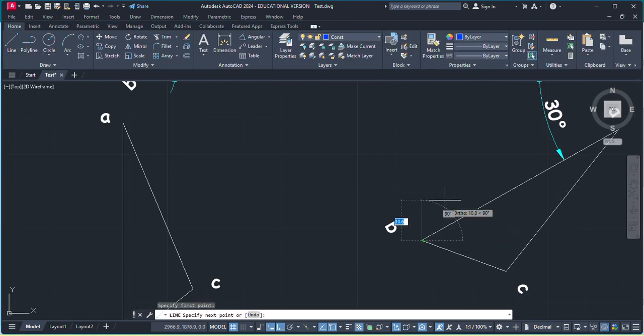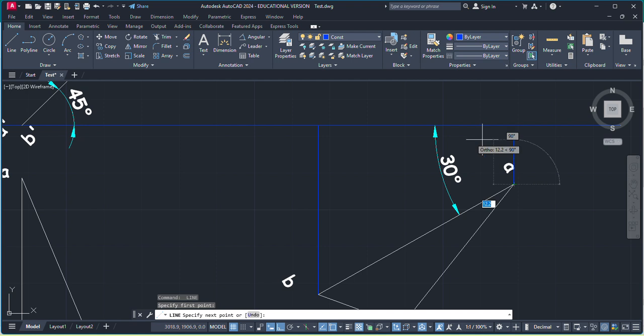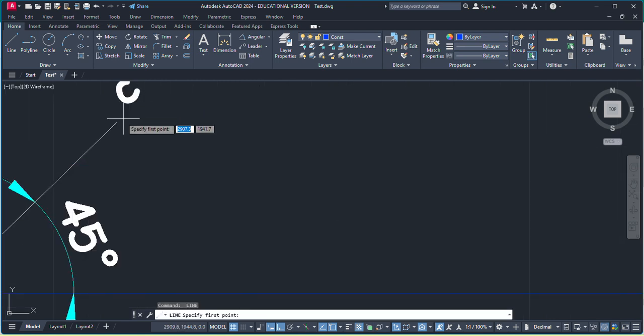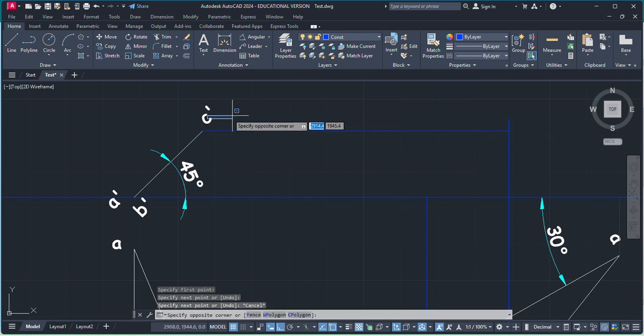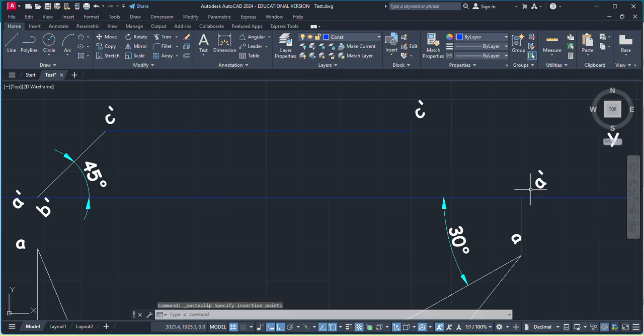Now trace this point B, which is on the reference line. Again point A, again it is on the reference line here. See, the longest side is on the reference line because it is the resting side. And this C is up to this point. From C dash create a horizontal line up to this point. So this is our C dash, this one is A dash, and this is B dash. Now connect these lines.